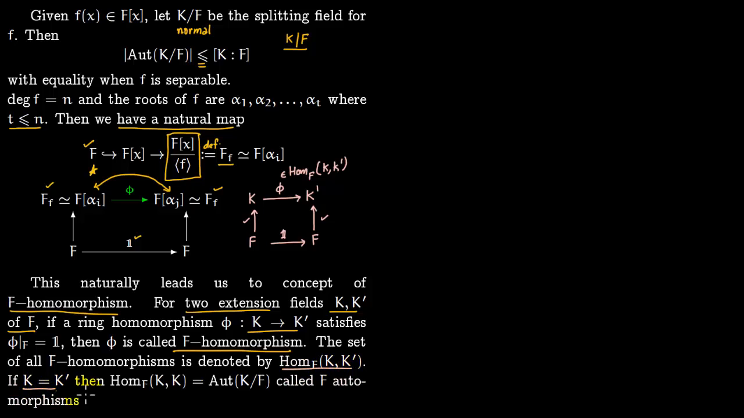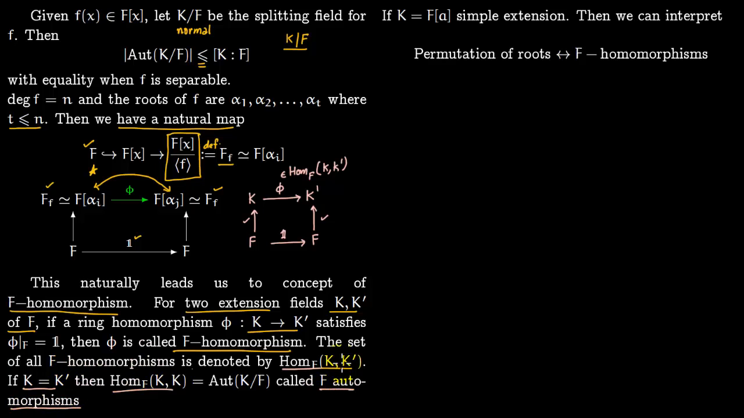Now if K is equal to K prime, then obviously instead of K prime we write K, and you denote it as the automorphisms of K which fix F. These are now called F-automorphisms. Now say your K is a simple extension. Simple extension means you just adjoin one element to F to get K. Then we can interpret permutation of roots as F-homomorphisms. You can clearly see permutation of roots alpha_i, alpha_j, and F-homomorphisms. So let us make this more precise. We are just going to rearrange this diagram. So remember this diagram, we are just going to rearrange this.